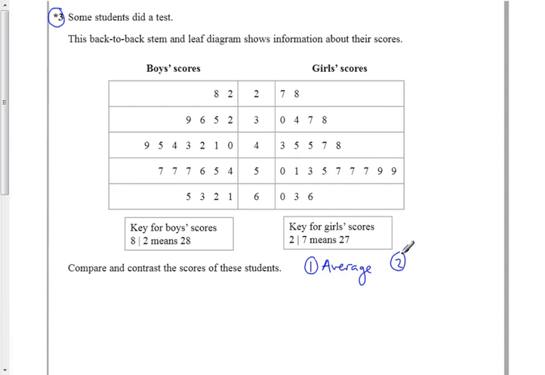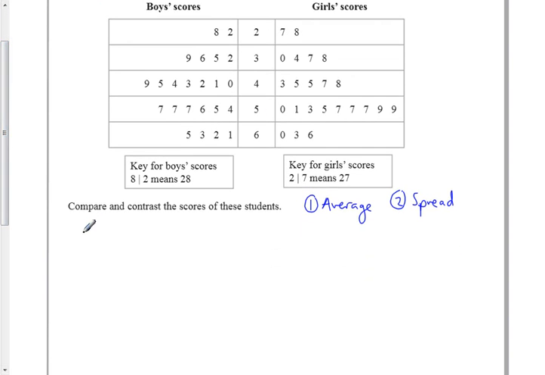In the second case, you've got to compare a spread. So our choice for a measure of spread is we can find the range or the interquartile range. Now in this case, it seems like the range will be easy. So let's go and compare.